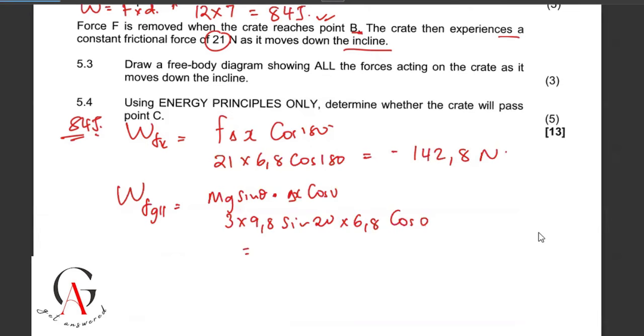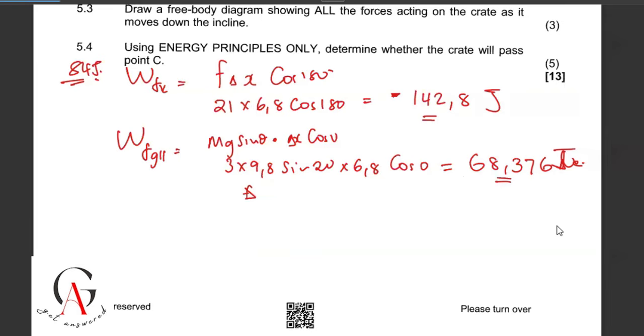When I punch this into my calculator, 9.8, 6.8, sine of 20, I'm getting 68.376 newtons. No, how can it be newtons when it's work done? It's joules, sorry. Okay, and then we are seeing that the frictional force is kind of greater than the force that is dragging the object down the incline.